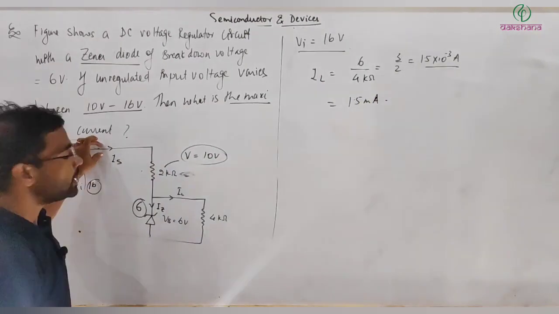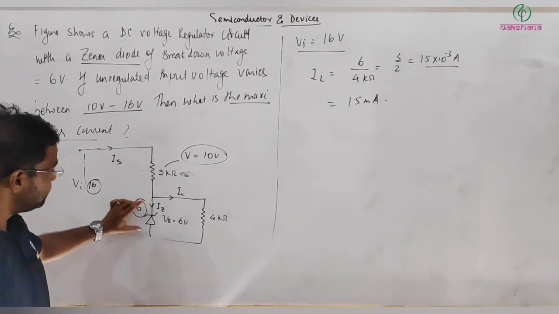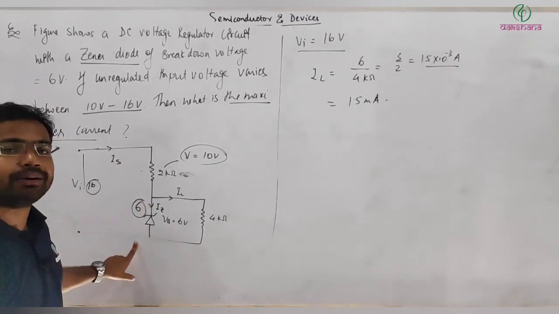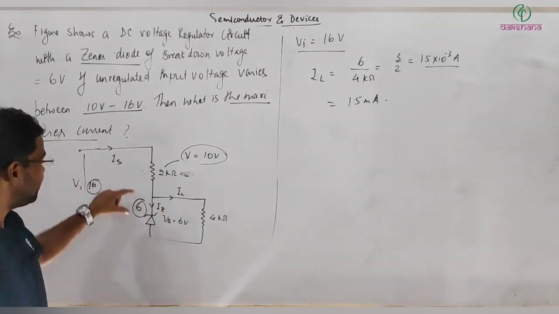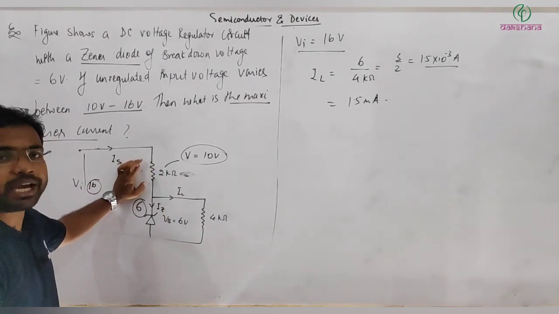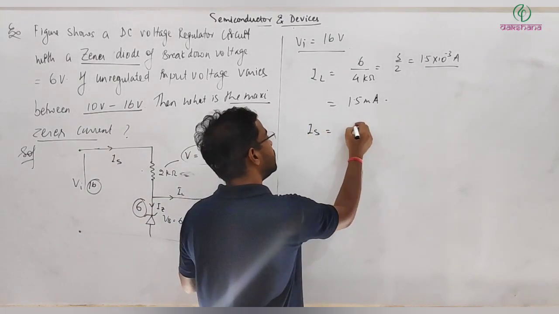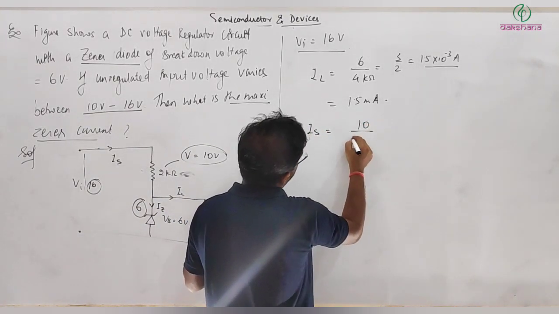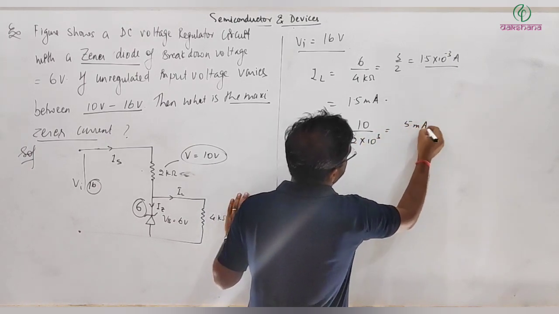And the net current coming from here can be, because I know the potential drop across this will never go beyond 6 volts because it will regulate it. So if we apply KVL, the voltage drop across the 2 kilo ohm will be 10. So the source current will be what? It's equal to 10 divided by 2 kilo, and that is equal to 5 milliampere, right?